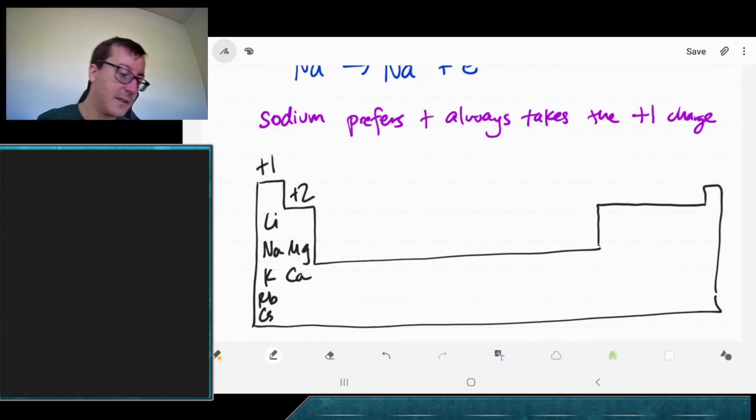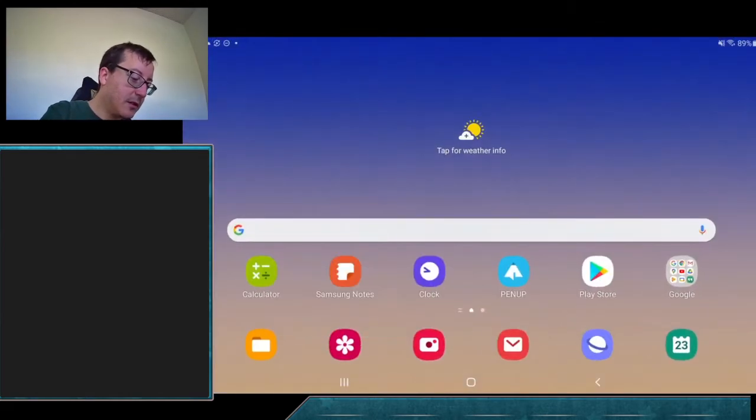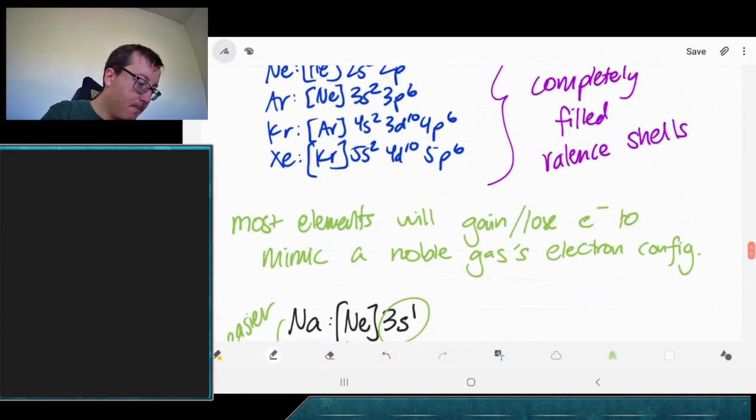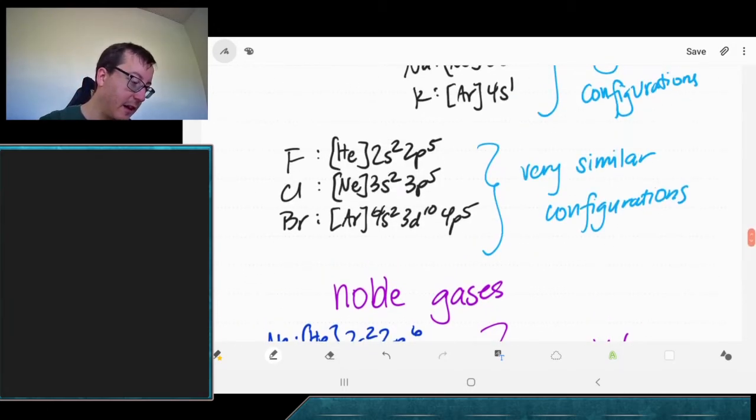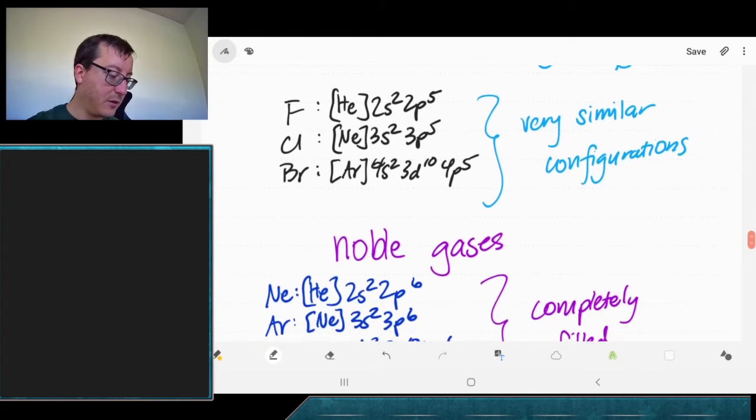If we go to the other side of the periodic table, if we look at those halogens, sorry, that's totally not the halogens. There they are. Those halogens are 1 electron away from becoming noble gases, right? If we look at fluorine and neon, fluorine is 2s2 2p5, neon is 2s2 2p6. It's 1 electron away. So fluorine has the option of gaining 1 or losing 7 to become a noble gas. And so, of course, these ones are just going to gain an electron.